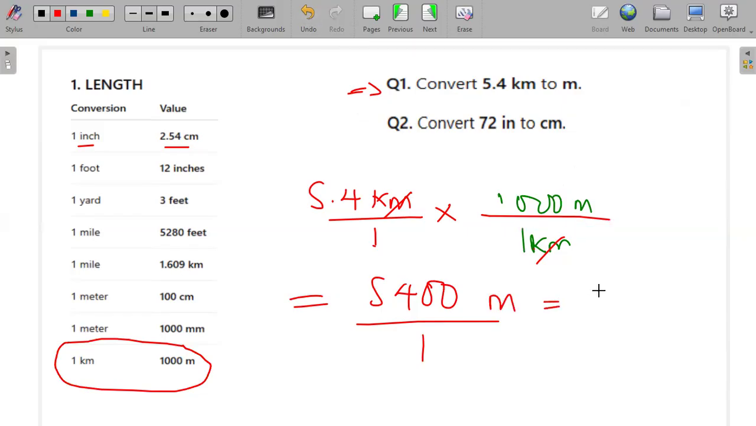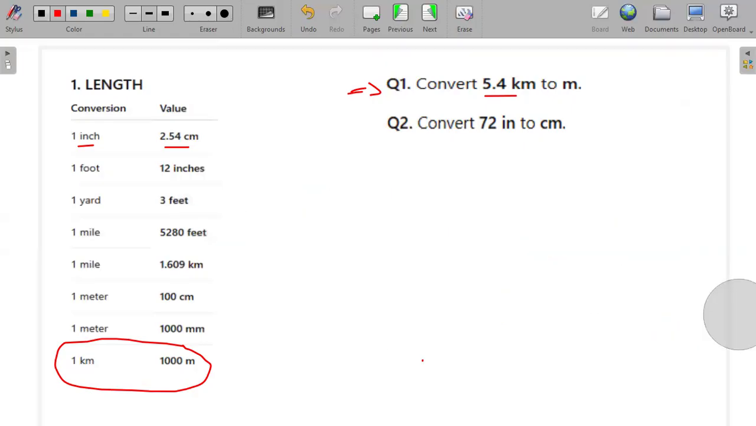So this would just be 5,400 meters. So 5,400 meters is equivalent to 5.4 kilometers. So we have converted this using what? Dimensional analysis. Okay, so now let's look at the other example.